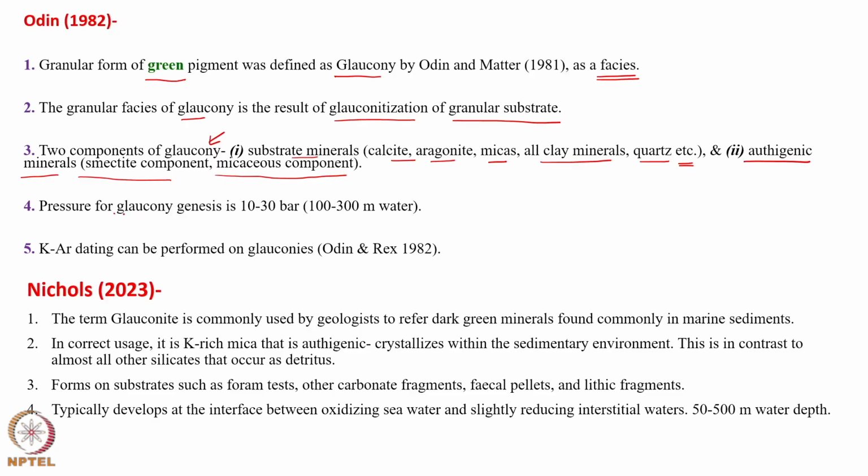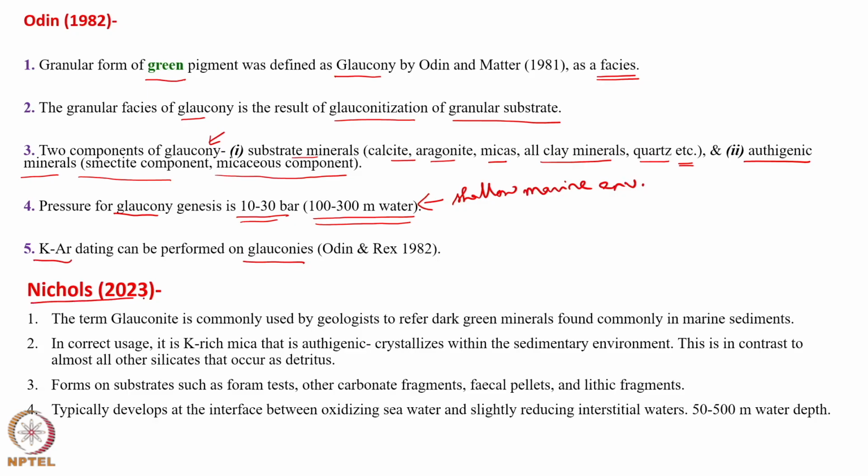The pressure for glauconigenesis is 10 to 30 bar, which is 100 to 300 meter of water depth on an average, which indicates we are dealing with a shallow marine environment. Potassium argon dating can be done on glauconies, and for that reason glauconies are important.